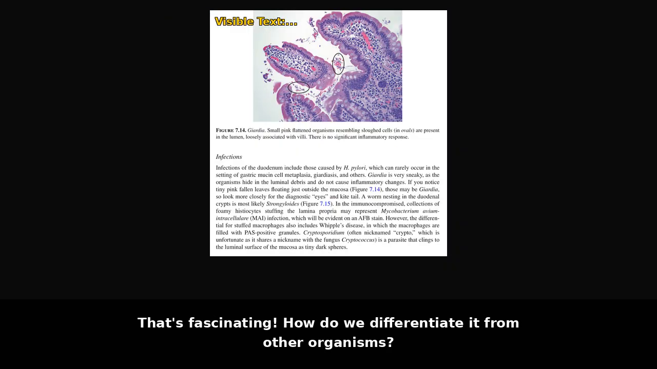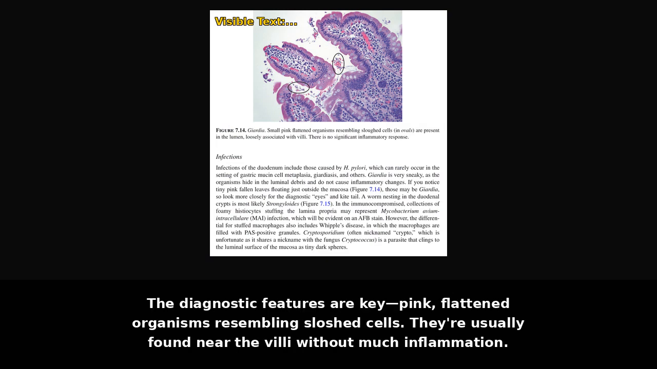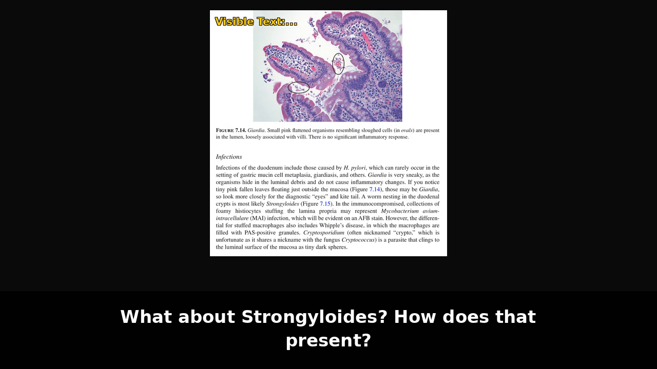That's fascinating. How do we differentiate it from other organisms? Well, the diagnostic features are key: pink flattened organisms resembling sloughed cells. They're usually found near the villi without much inflammation. What about strongyloides? How does that present?